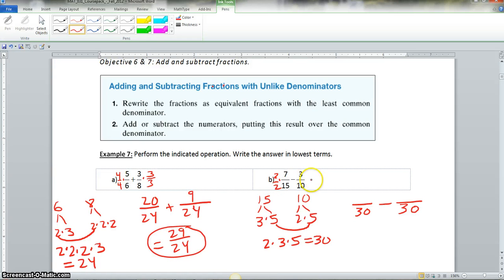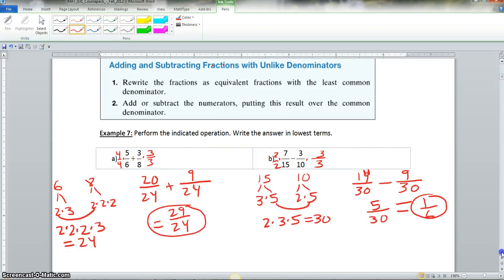And 10 times what is 30? Multiply the top and bottom by 3 here. So 2 times 7 is 14. 3 times 3 is 9. Now this is supposed to be a 4. So it'd be 14 minus 9, which is 5, over 30. Now, we know 5 and 30 both have 5 in common, so we could divide both by 5, and that would give us 1/6. So our final answer here is 1/6.